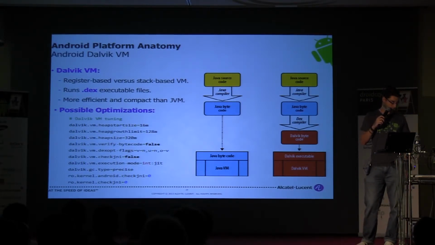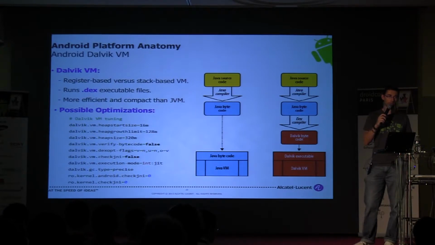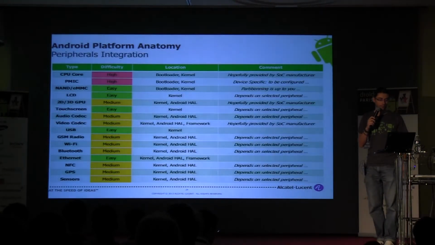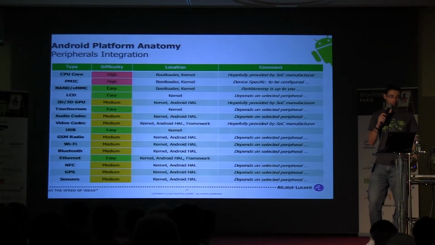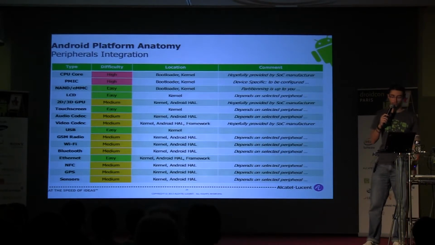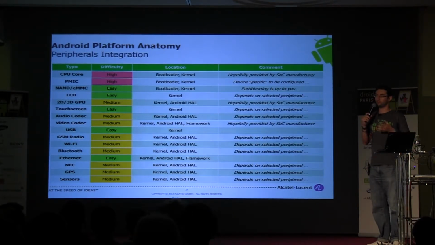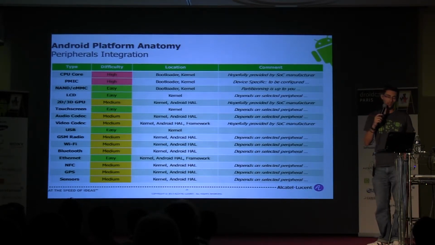This is done at compilation time. There are also some other possible optimizations through system properties when you want to tune the Dalvik virtual machines. When you want to integrate the different peripherals as a device manufacturer, once again, I made quite a list of all the things that you have to do for supporting the different devices, with some kind of difficulty label.